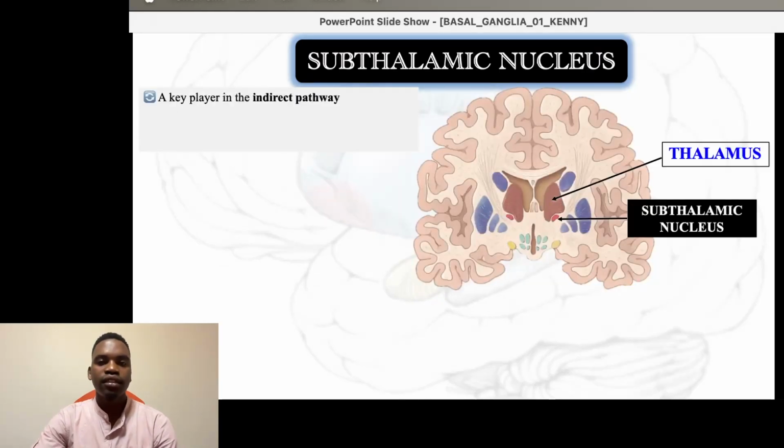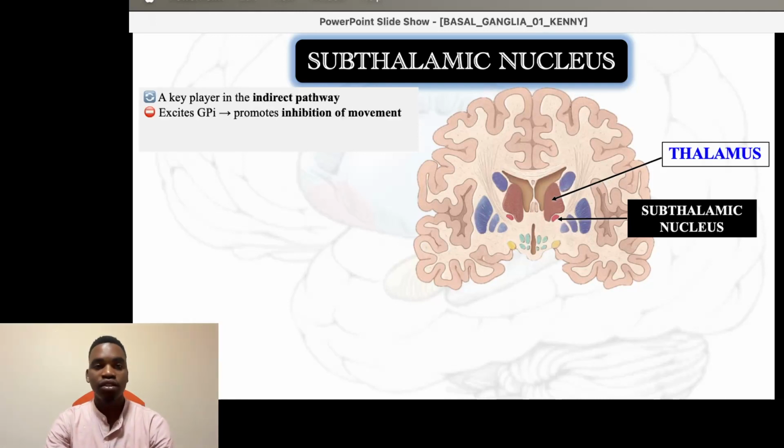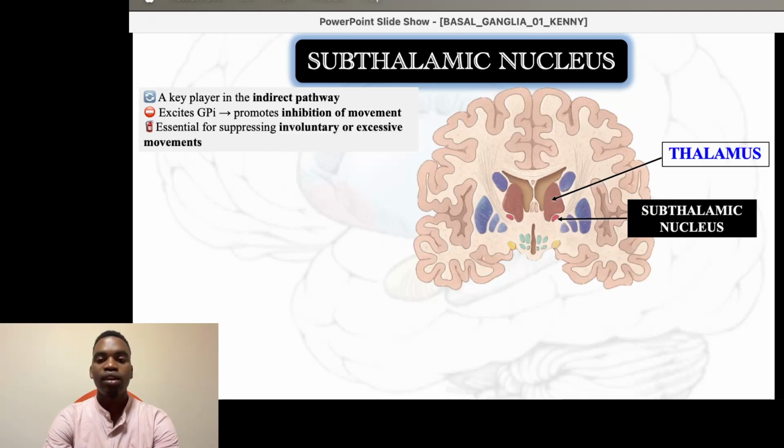The subthalamic nucleus, as the name suggests, is below the thalamus. So this is the thalamus, and this is below the thalamus. That's why you call it the subthalamic nucleus. It is important in the indirect pathway, and I know you don't know anything about the indirect pathway yet, but we're going to discuss it shortly. One of its functions is to excite the internal segment of the globus pallidus. Don't worry about all these functions, because we're going to see these pathways shortly.